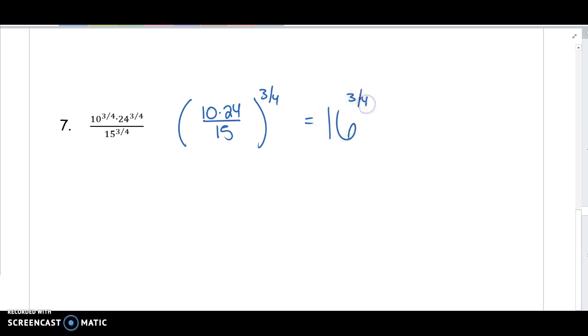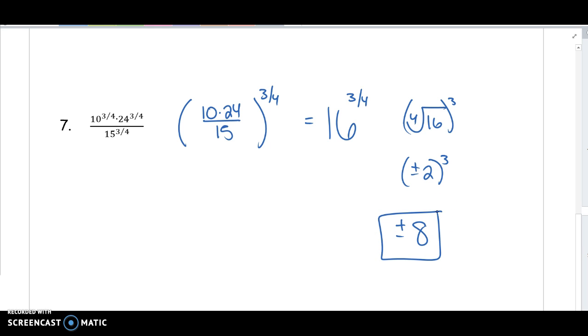What is 10 times 24 divided by 15? So we have 16 to the 3/4. Now, before you're done, check your denominator. What is the 4th root of 16? The 4th root of 16 is positive or negative 2. Raise positive or negative 2 to the 3rd, and your final answer is positive or negative 8.